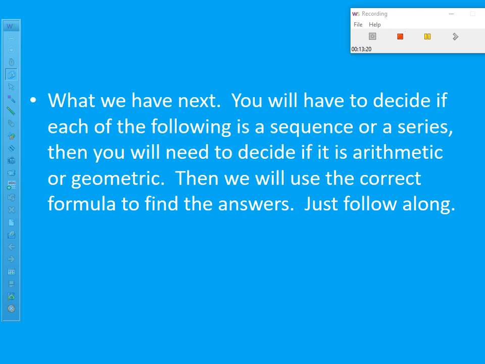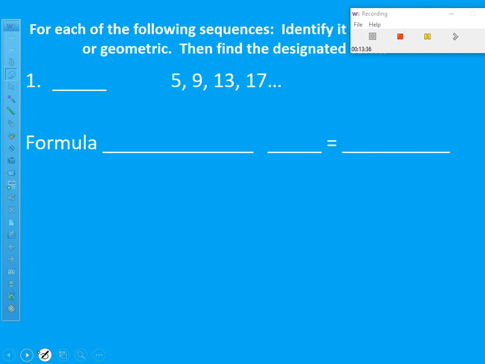Where we're going to go next is this. You're going to be given a sequence and or a series. You have to decide if it's arithmetic or geometric, and then apply the correct formula. So have your Day 6 class examples right in front of you, and then we'll go from there.